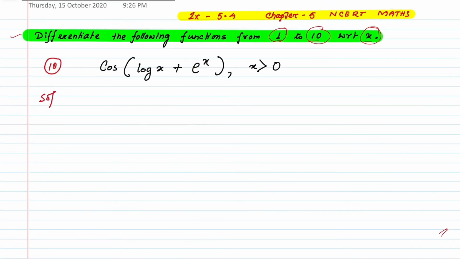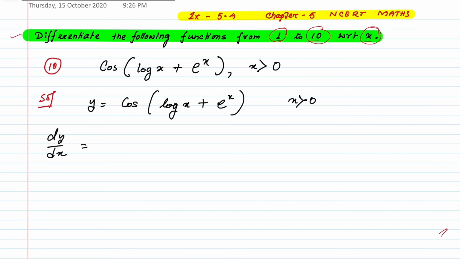So here is the last question, question number 10. So let me solve this. This is here y is equal to cos of log of x plus e to the power x, where x is greater than 0, it is given. So derivative of this function, derivative of cos of log of x plus e to the power x.